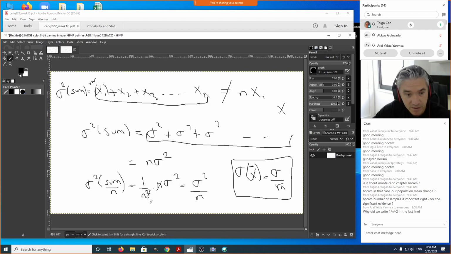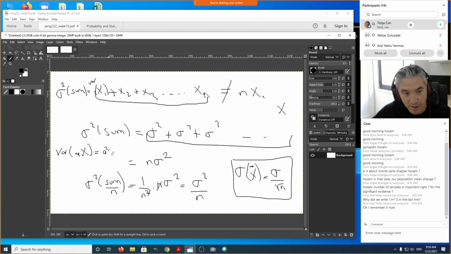So why did we write 1 over n squared in the last line? Because this sum is a random variable. So the variance of a times x, where a is a constant, is equal to a squared times the variance of x. Again, it's in that table that shows linearity of expectation parameters. So now this is our constant.